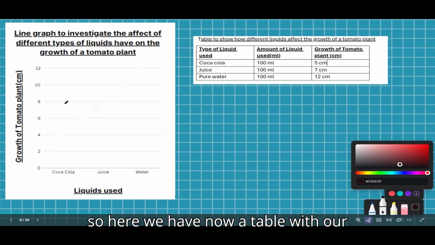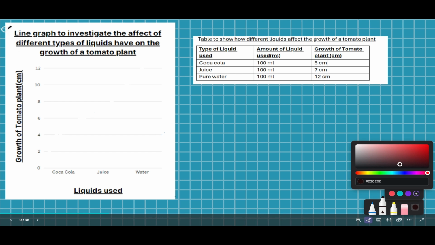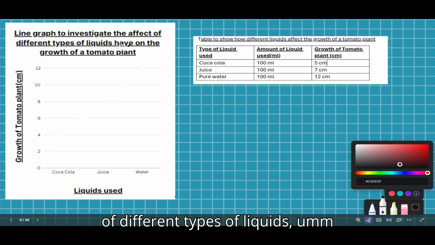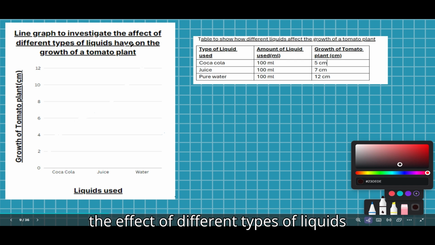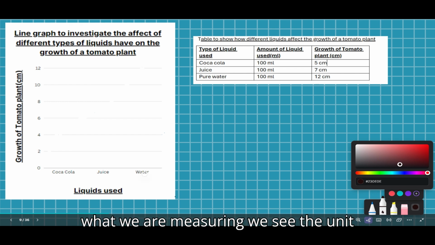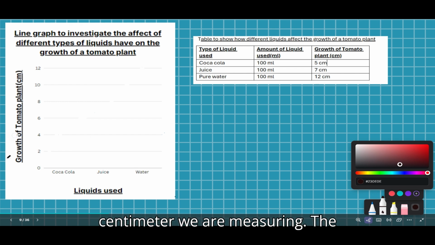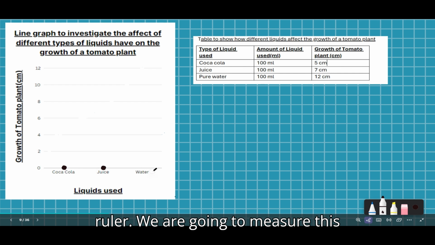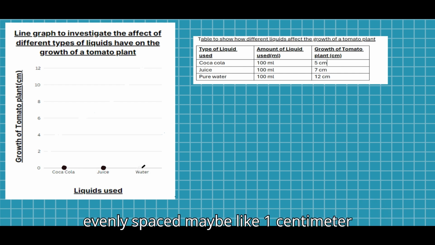Okay, so here we have now a table with our graph. We have our title, line graph to investigate the effect of different types of liquids have on the growth of a tomato plant. So independent is the types of liquids used, the cola, the juice, and the water. And then the dependent, what we are measuring. We see the unit, centimeter. We are measuring the growth of the tomato plant. You see, evenly spaced intervals here also. So you are going to use a ruler. We are going to measure this evenly spaced, maybe like 1 centimeter between it.